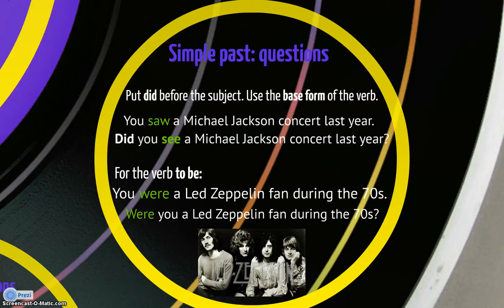For the verb to be, you were a Led Zeppelin fan during the 70s. Were you a Led Zeppelin fan during the 70s? So there's no did in this form, and the verb remains at the simple past, also in the question form, but you just swap both the subject and the verb.